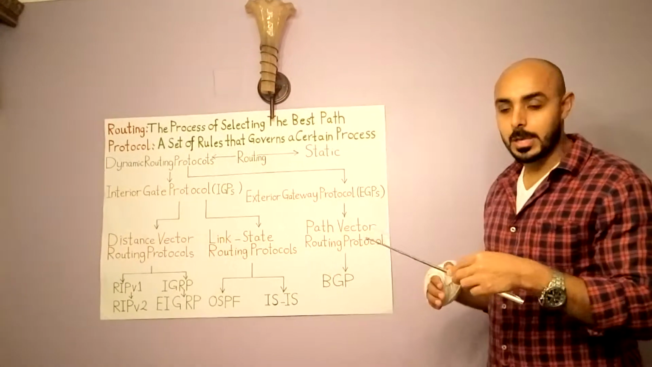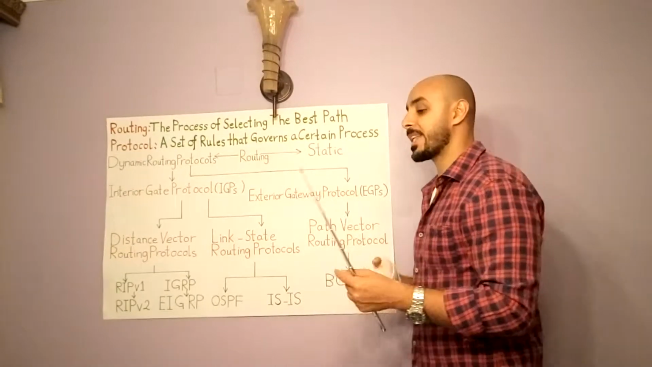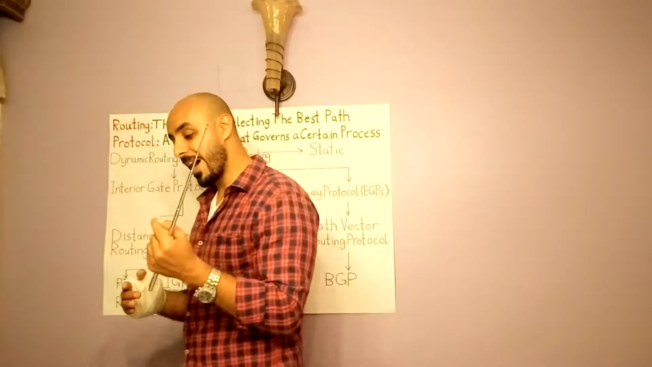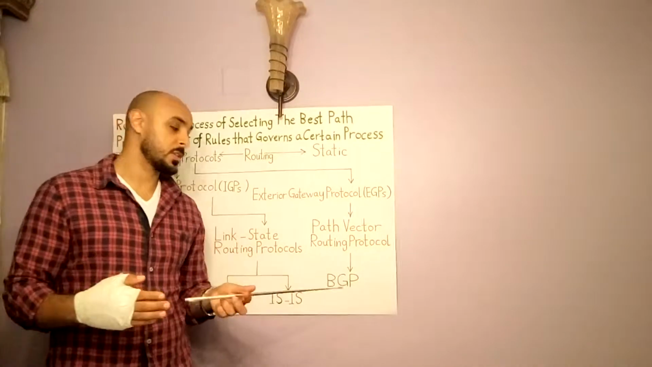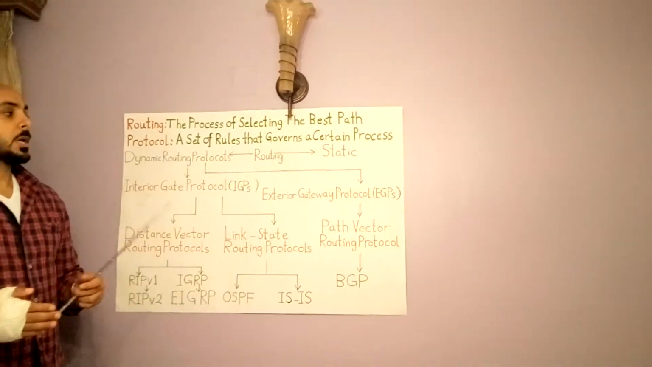The metric of the BGP is not actually one value. They are something called attributes. We're going to discuss this also when we come to the BGP.